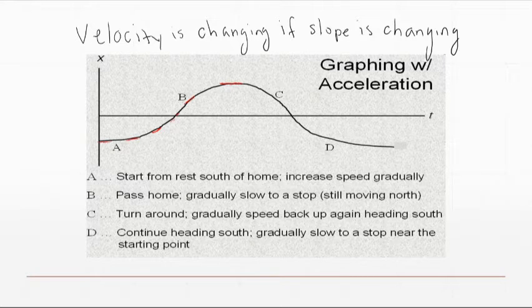So in section A, my object is starting at rest and is starting from south of the home base and is moving towards home, increasing the speed gradually because the slope is increasing. Then my object passes home and gradually slows to a stop, still moving in the north direction, turns around and gradually speeds back up again, heading south. Then in section D, my object is continuing to head south, gradually slowing to a stop.